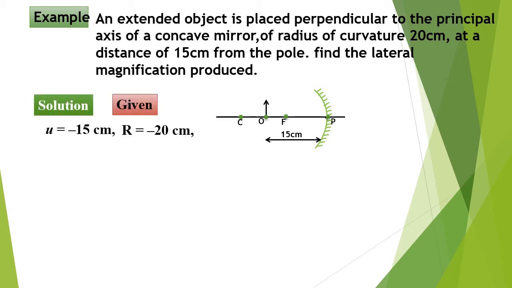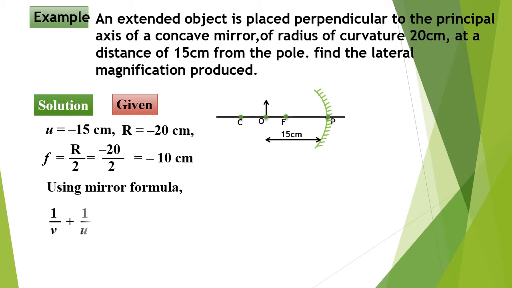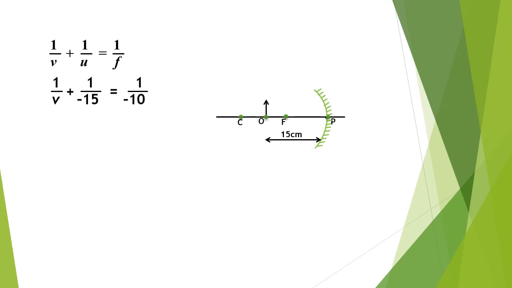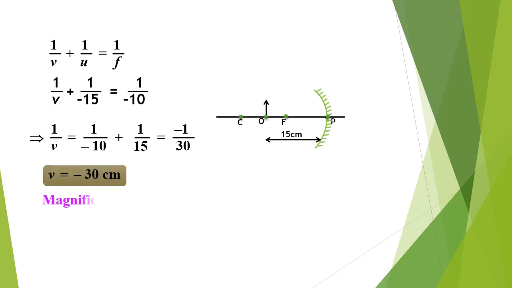So given data, we will write object distance is minus 15 cm, radius of curvature is minus 20 cm. Focal length is half of the radius of curvature, that will become minus 20 by 2, gives rise to the answer minus 10 centimeter. Using the mirror formula, 1 by V plus 1 by U is equal to 1 by F. 1 by V plus 1 by minus 15 is equal to 1 by minus 10. This gives rise to 1 by V is equal to 1 by minus 10 plus 1 by 15. The answer of this one comes as minus 1 by 30. That gives rise to V is equal to minus 30 centimeter.